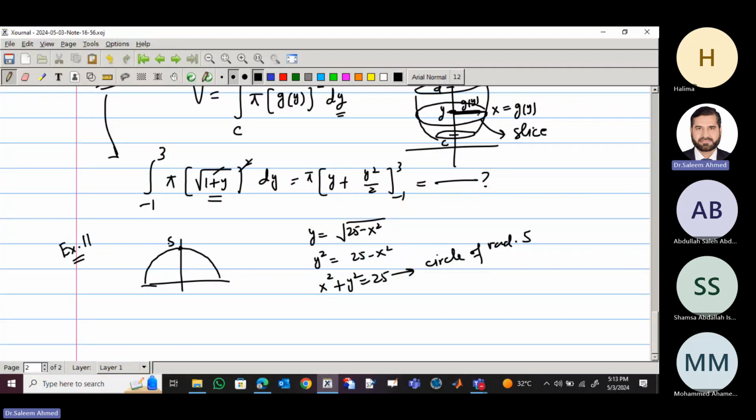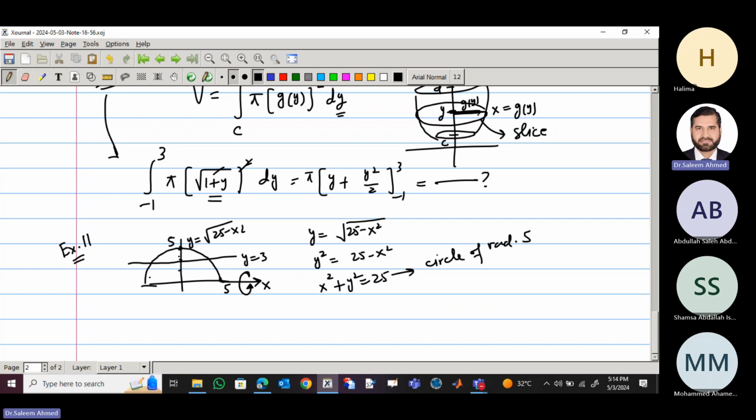This is 5, right? This is 5. But y is equal to 3 is here. 2, 4, 5. So 3 is here. This is y is equal to 3. This is y is equal to square root of 25 minus x squared. And they say we are rotating it about x-axis. Rotation is about x-axis.